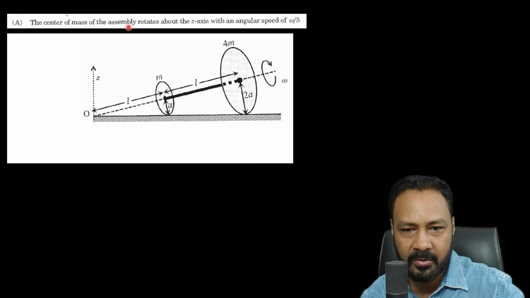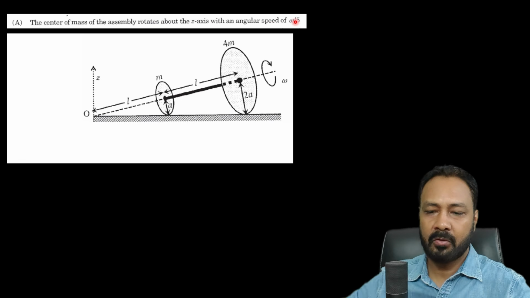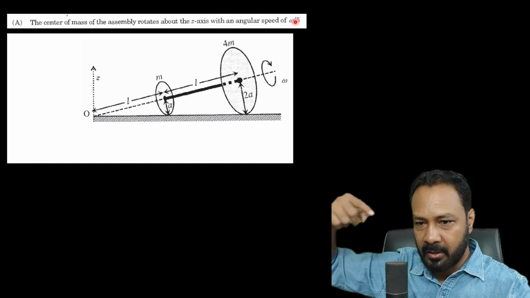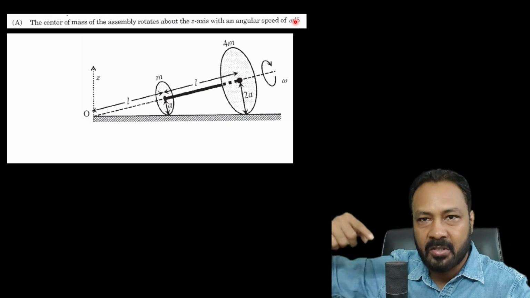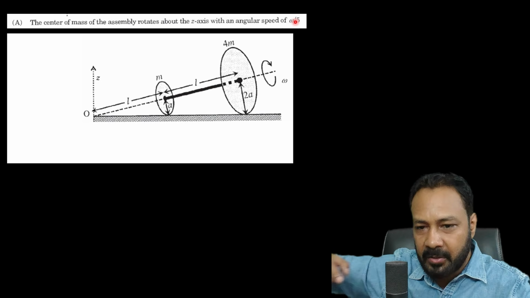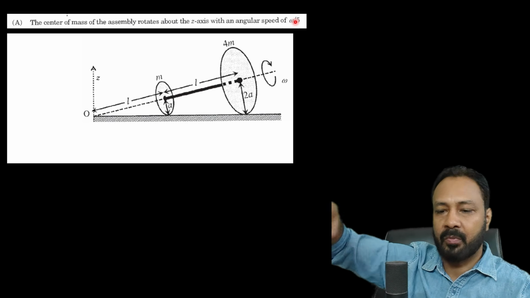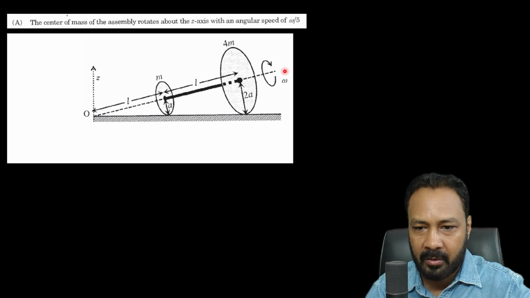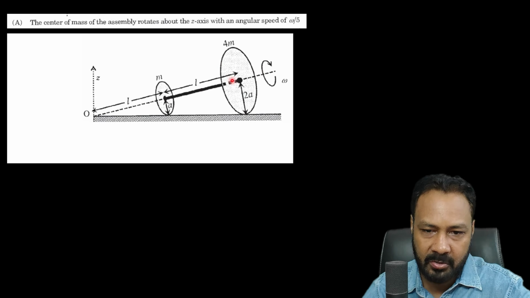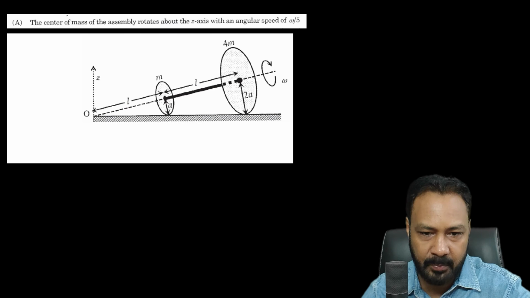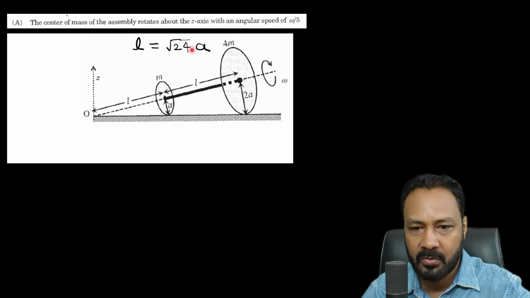The center of mass of the assembly rotates about the z-axis with angular velocity omega. So this whole assembly is rotating about this axis, and that angular velocity is omega, which is a spin angular velocity, and the center of mass is moving like that. So this angular velocity omega, if you make a direction, is along this, and that is a spin angular velocity. L was given, okay, first of all let's do the geometry part.